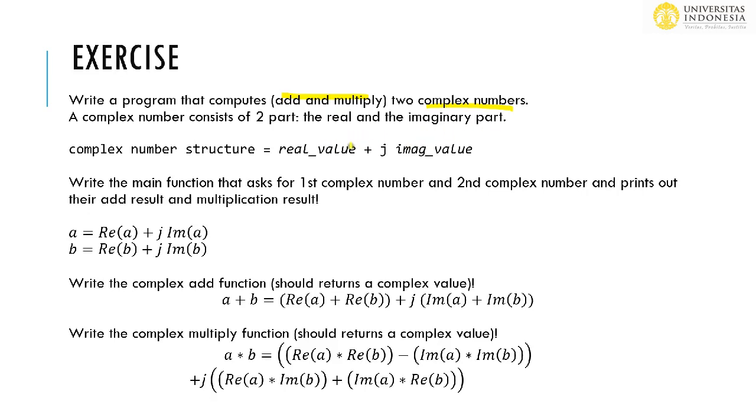A complex number, as you know, consists of two parts, the real and imaginary part. So you can make a structure like this. Between the real value and the imaginary value, you should represent it as real value plus j imaginary value. So don't forget, when you print it, to include this writing convention for complex numbers.